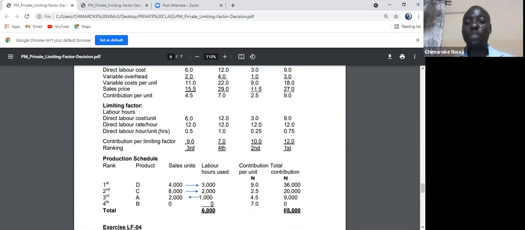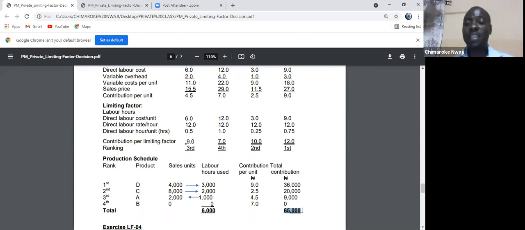Your contribution will be 65,000. That is the highest contribution you can make. Any other way to achieve these labor hours of 6,000 without following this plan, your contribution will be less than 65,000, and your profit will not be optimal.